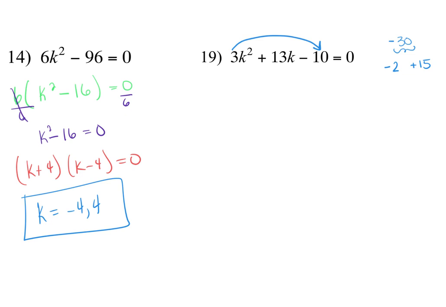So now I'm going to rewrite this problem, replacing the 13k with a -2k and a 15k. I'm going to leave the 3k squared alone. I'm going to say -2k plus 15k to rewrite that middle guy. And I'm going to leave the -10 alone.